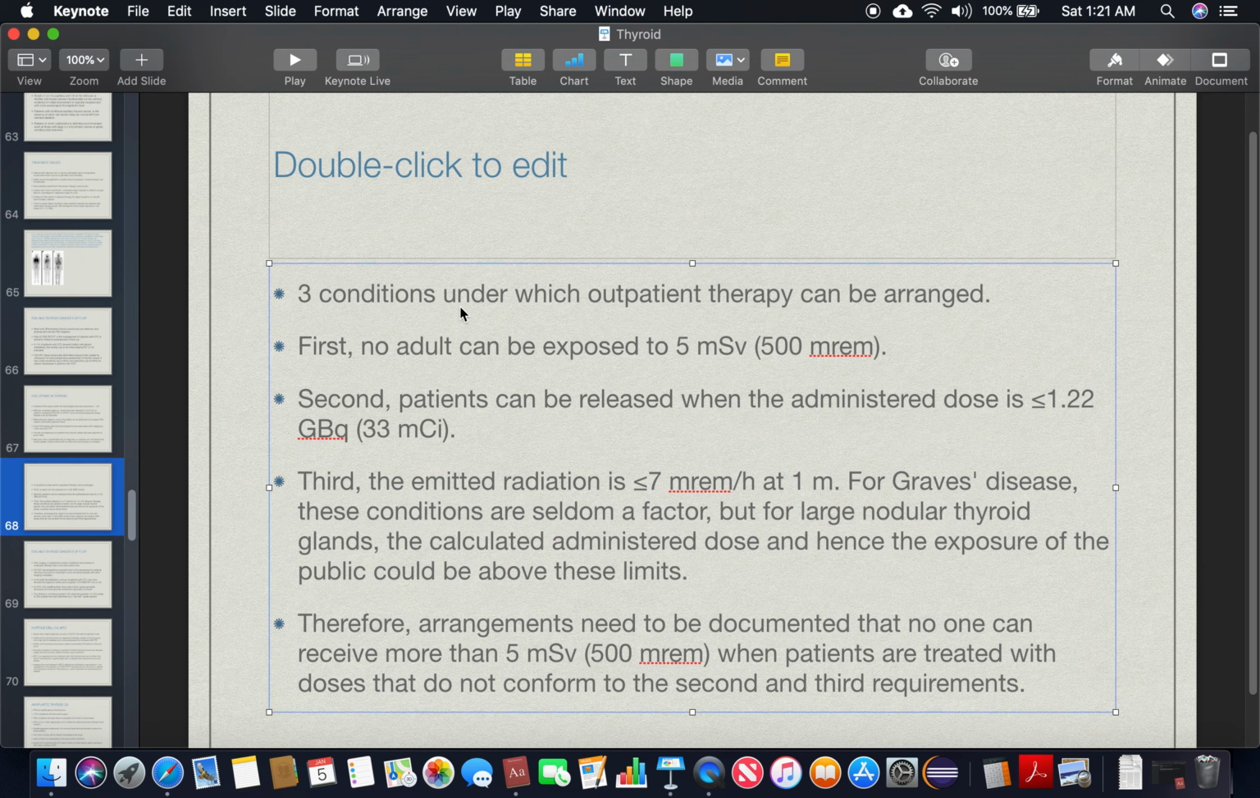Three conditions in which outpatient therapy can be arranged. I was talking about the thyrotoxicosis treatment, and obviously, if the patient has a malignancy, you have to admit the patient.